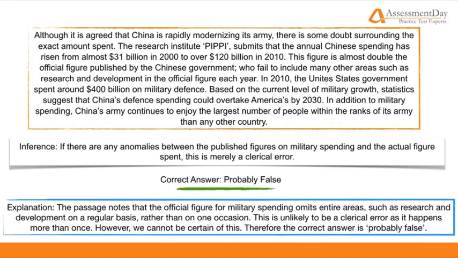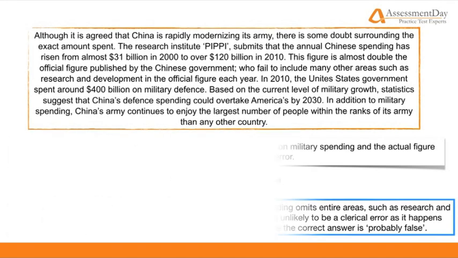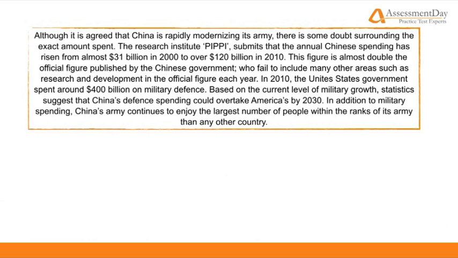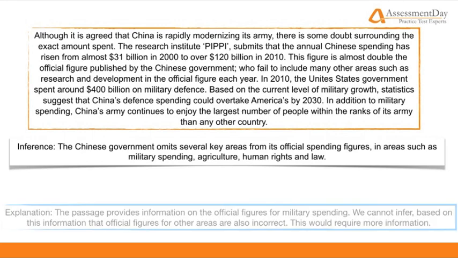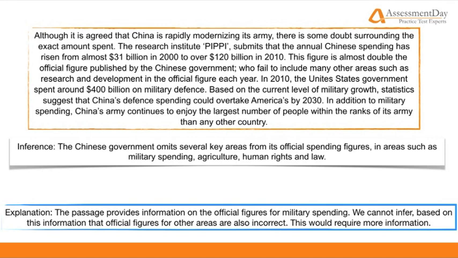Let's look at one final inference. Inference: the Chinese government omits several key areas from its official spending figures, in areas such as military spending, agriculture, human rights, and law. The passage provides information on the official figures for military spending. The passage doesn't detail this, thus we cannot infer, based on this information alone, that official figures from other areas are also incorrect. And as such, more information is required.